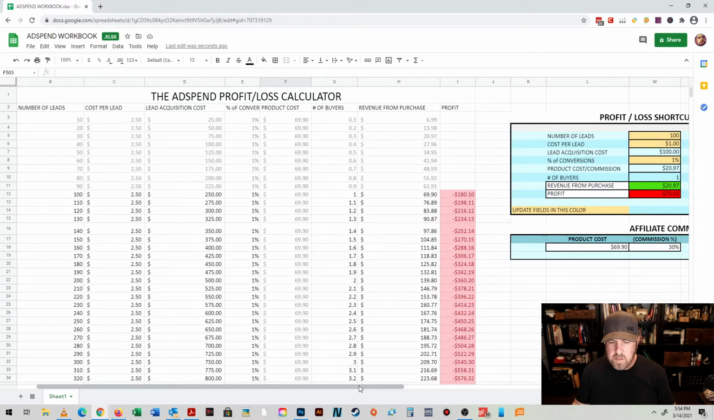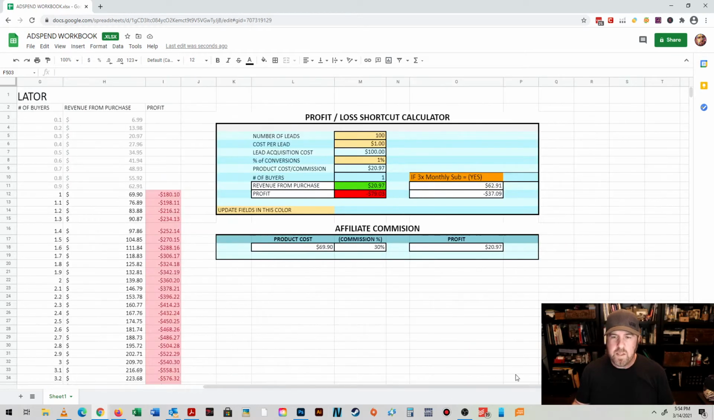Now over here, this is kind of the fun part, and this is really the reason why I actually made this spreadsheet. And this is what's really helping me a lot.